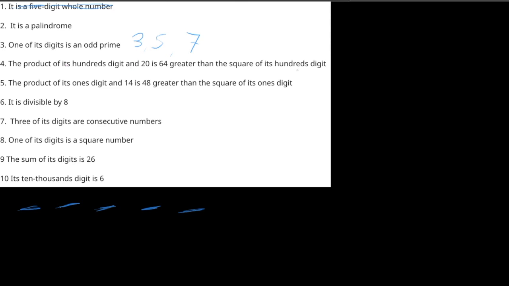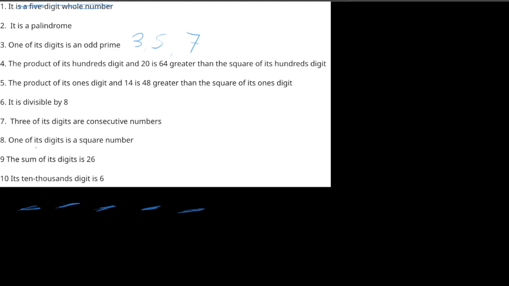Number 5, the product of its 1 digit and 14 is 48 greater than the square of its 1 digit. Okay, keep that in mind. Is divisible by 8. All right, keep that in mind. 3 of its digits are consecutive numbers. This just means that once you're getting close, it could be like 7, 8, 9, 1, 2, 3, something like that. Okay. One of its digits is a square number.